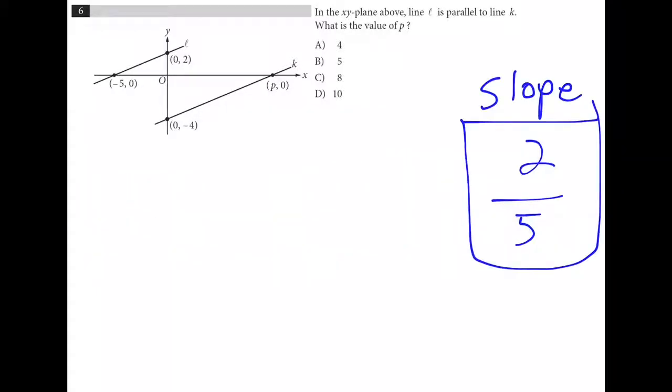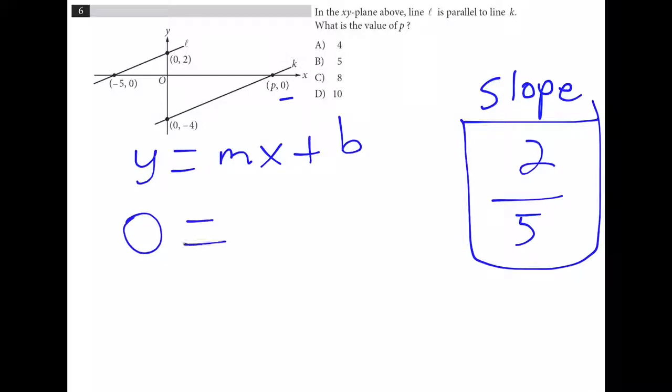To figure out the value of P, we're going to plug this point into y equals mx plus b. So what values do we know? We know that our y value is 0. We know that our slope, we just figured it out from the other line, is 2/5. We know that our x-coordinate is p, and our y-intercept we see over here, where the line crosses the y-axis, is negative 4.